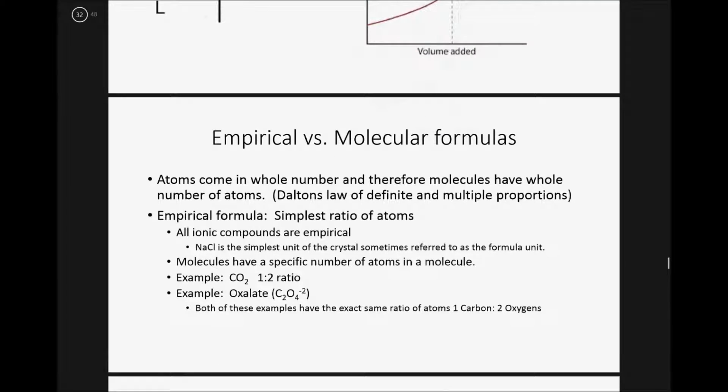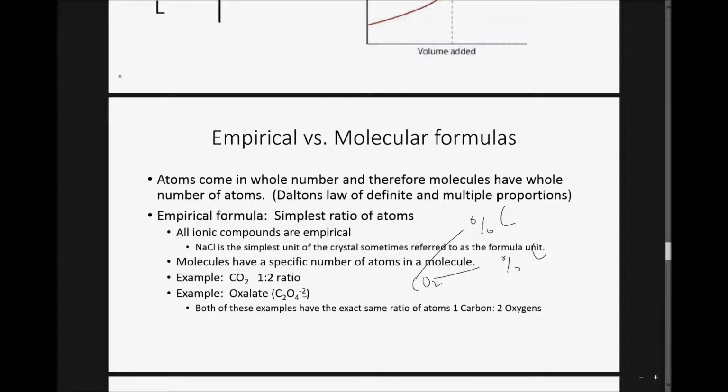Finally, looking at a couple things here: empirical formulas versus molecular formulas. So again, atoms and molecules come in whole packets. For example, CO2 and oxalate both have CO2 as their empirical formula, minus the electrons here. So they would have the same percent mass carbon and the same percent mass oxygen, but they're different substances.